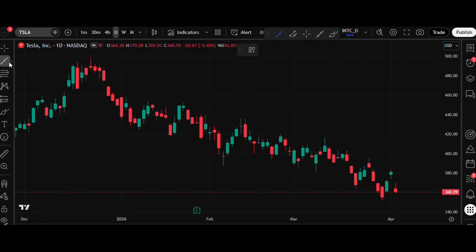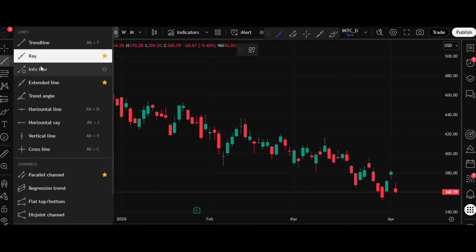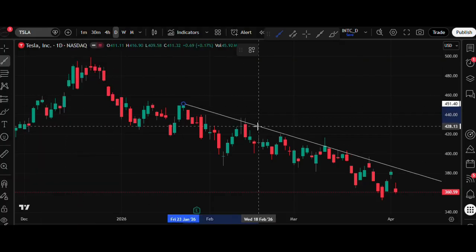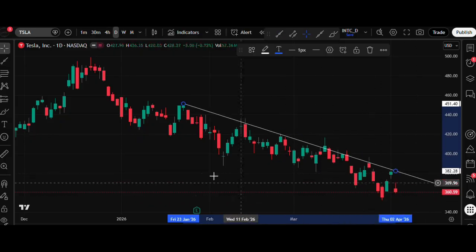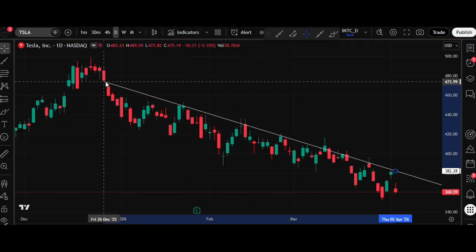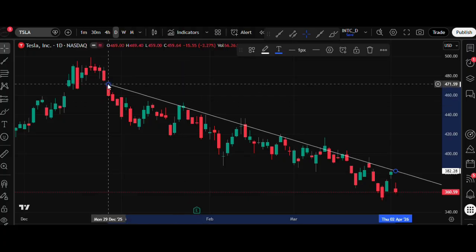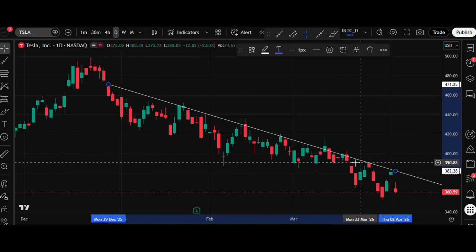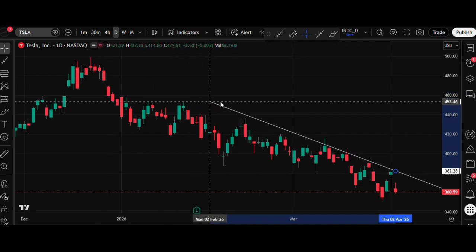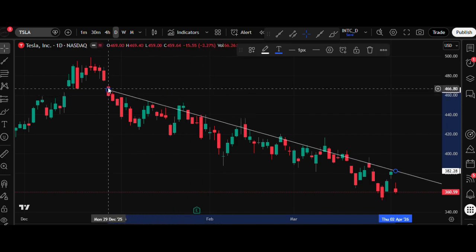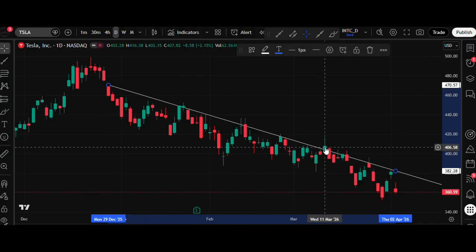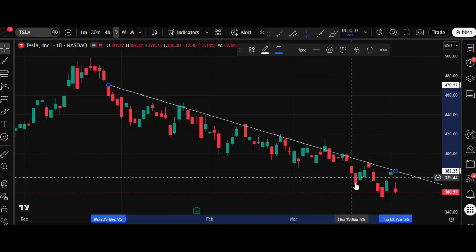So I took the ray tool, and what I did, I connected this trend line, which is going down. You can extend this line if you want. From December 29th onwards, the trend line of Tesla has never been breached. If I do this adjustment a little bit, yeah, there was a little breach, but it has not been confirmed. It came back several times over.